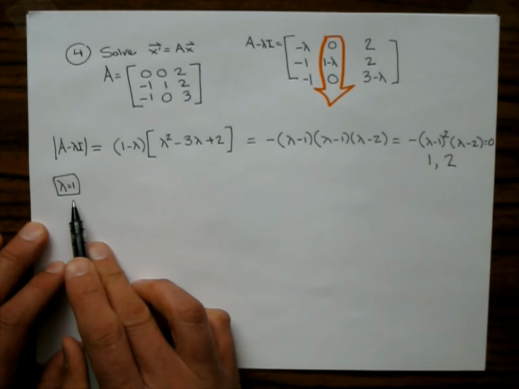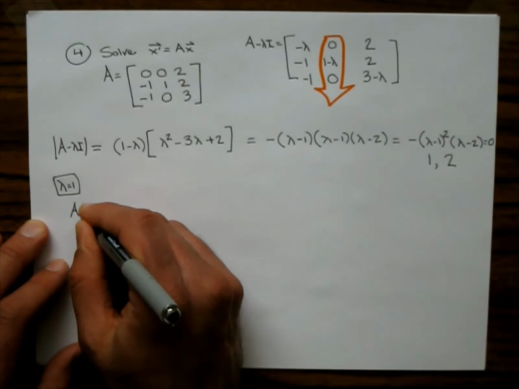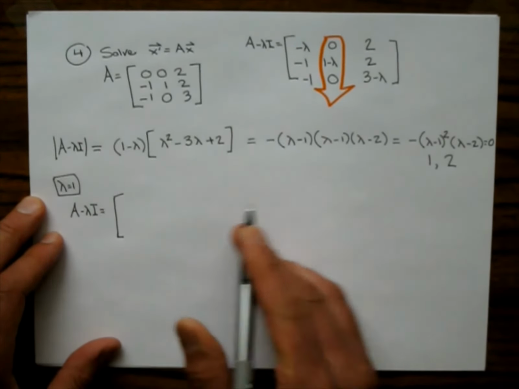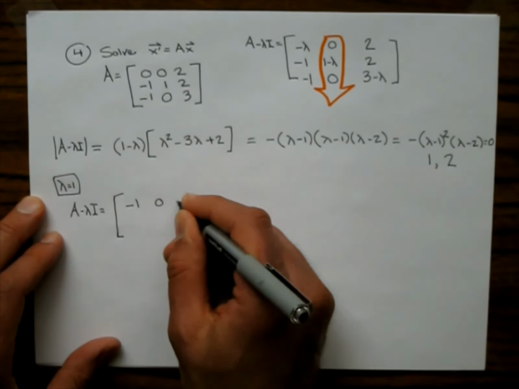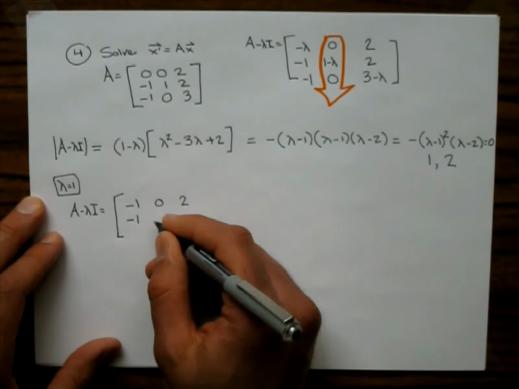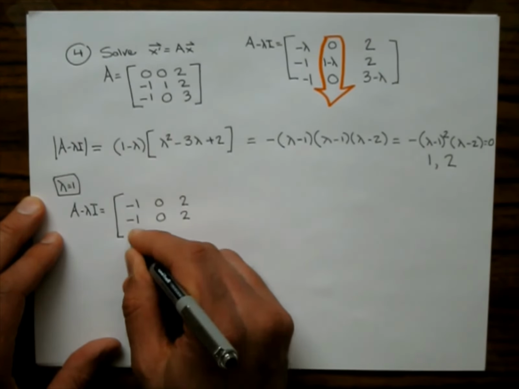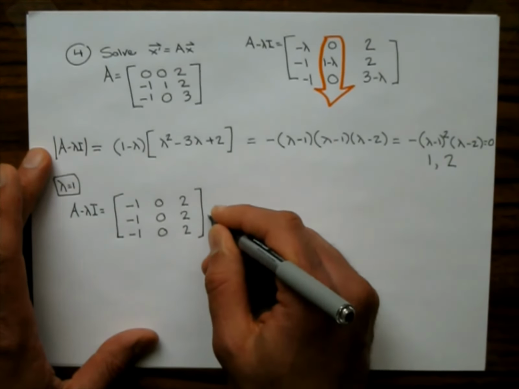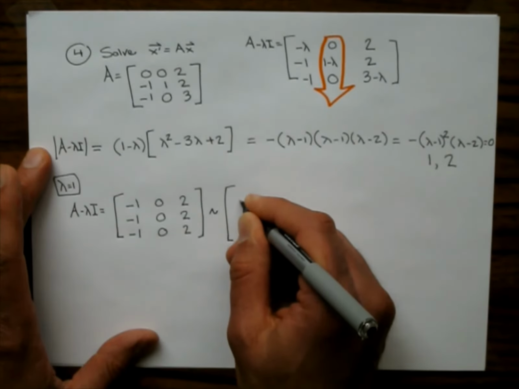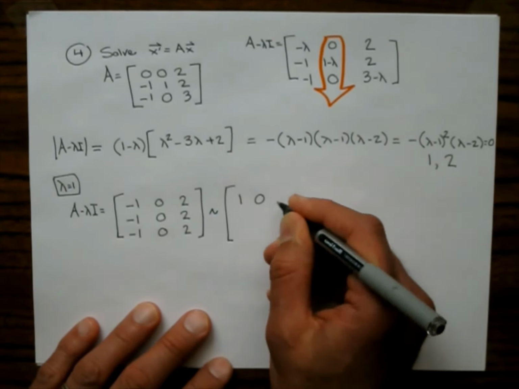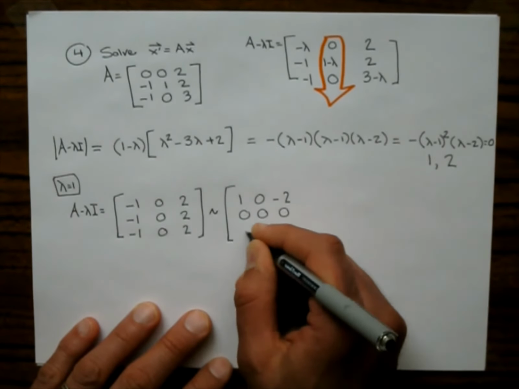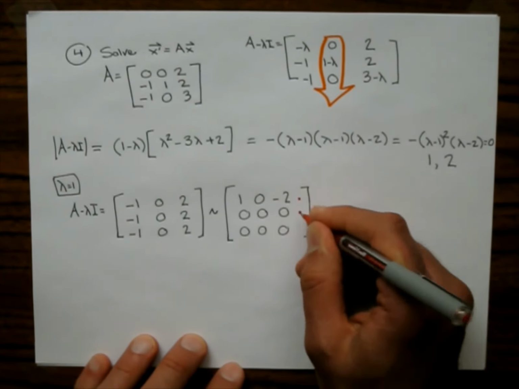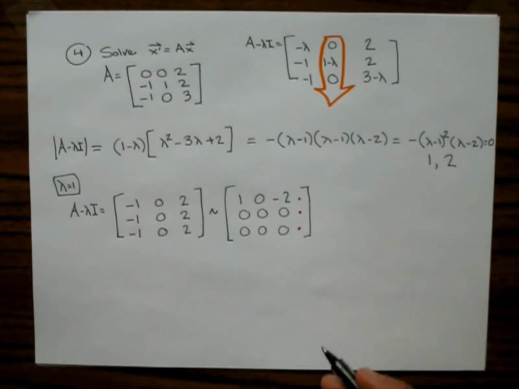When I say lambda equals 1, I'm going to plug it back into the A minus lambda I matrix. And I end up getting negative 1, 0, 2 in each row. Okay, that one's pretty easy, so we'll get 1, 0, negative 2, 0, 0, 0, and everything else is zeros. And what am I trying to find on this matrix? I'm trying to find the null space. So I'll work this one out a little.